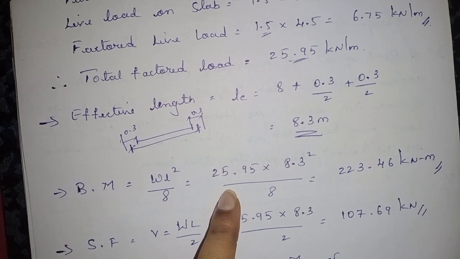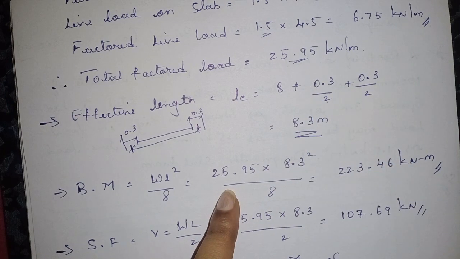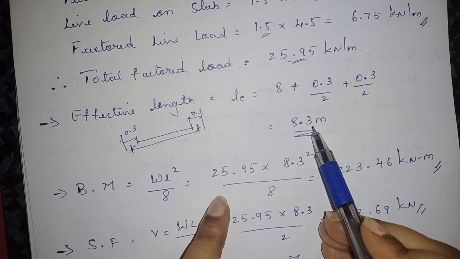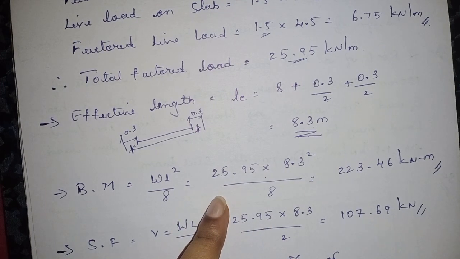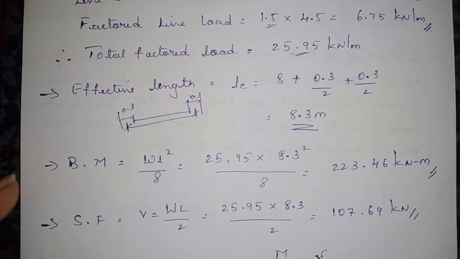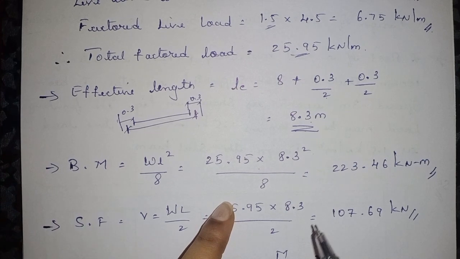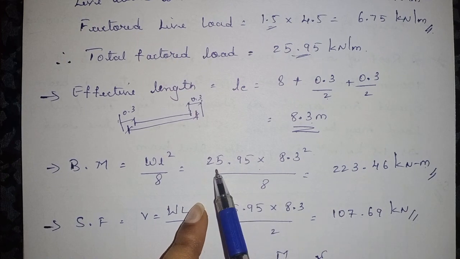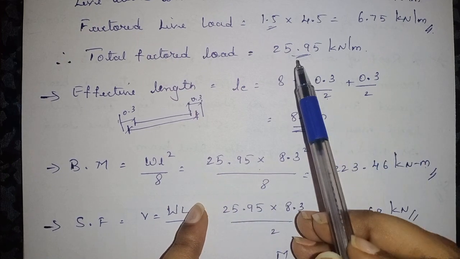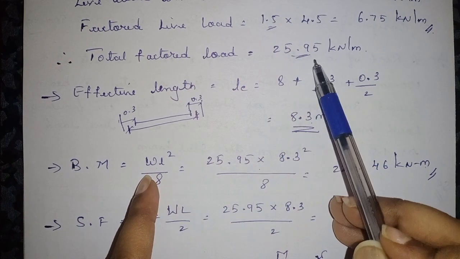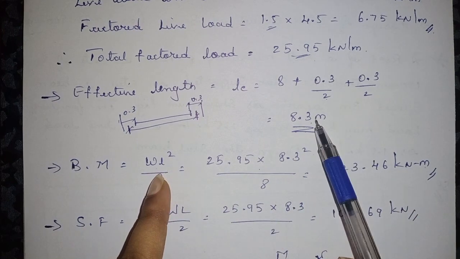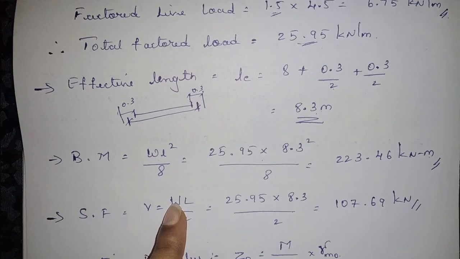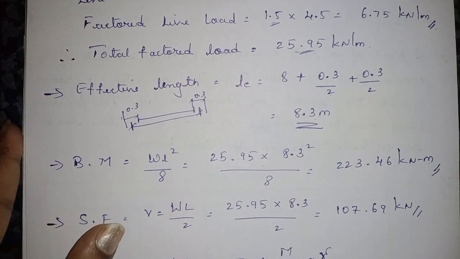So W is nothing but the total loading, 25.95, into the length, the effective length, divided by 8. Now you'll get 223.46 kilonewton meter. Okay, 25.95 you have got from the total loading. W is nothing but total load, L is nothing but effective length. WL square by 8, so that you will get the bending moment.